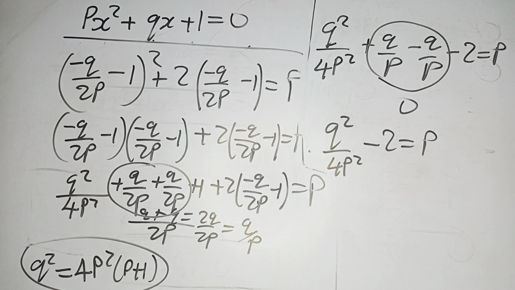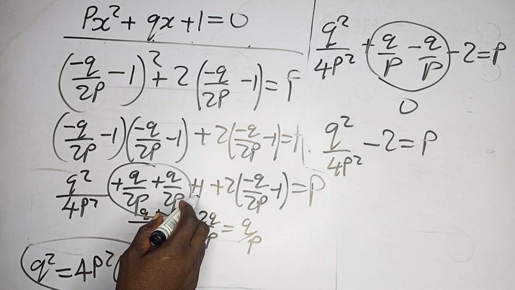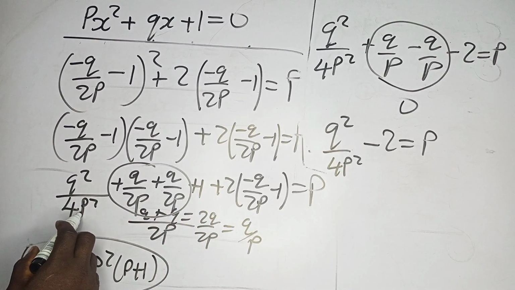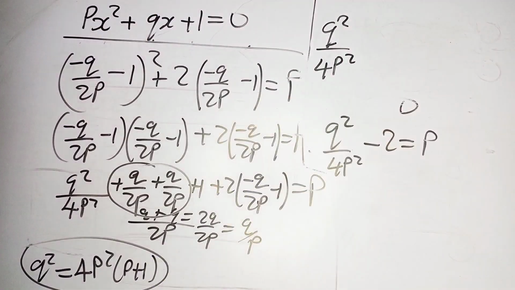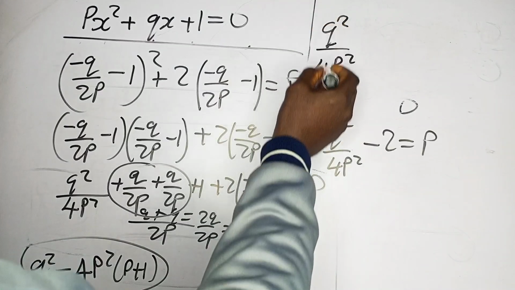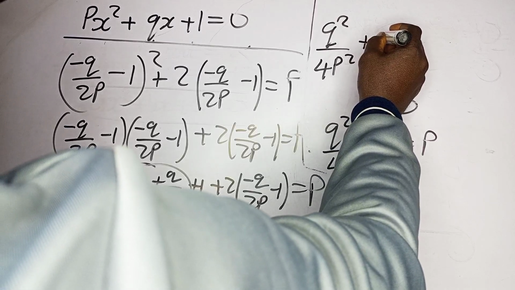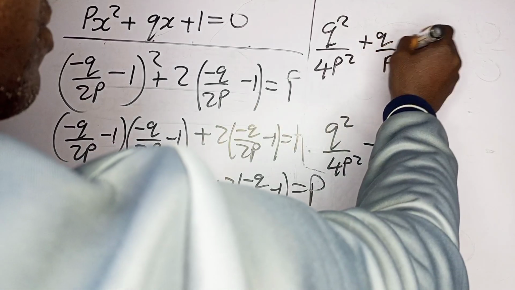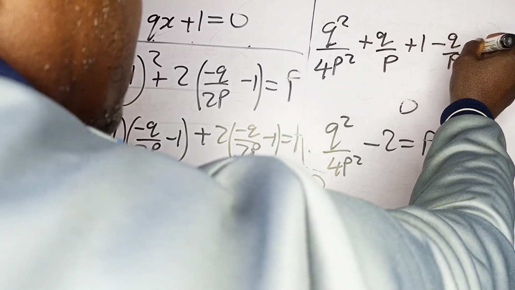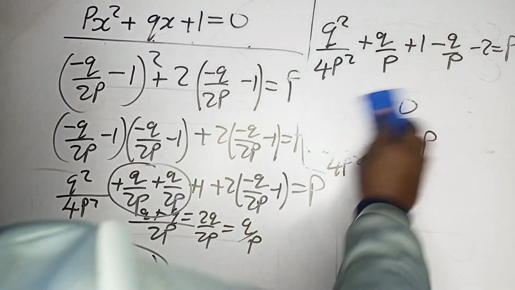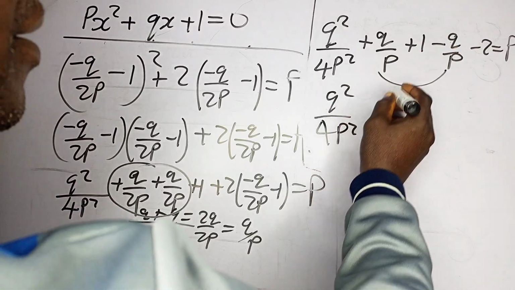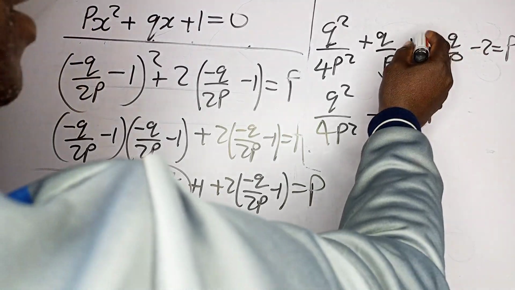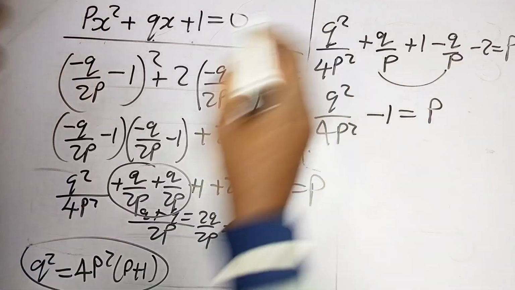Okay, so what next do we do? Pay attention, we left out something here. There was a plus 1, so we're supposed to have Q squared over 4p squared plus 1. It was supposed to be plus 1. We did not get this one correct. We forgot this plus 1. Q squared over 4p squared plus Q over p plus 1 minus Q over p minus 2 is equal to p. So that this and this give us 0. So we have Q squared over 4p squared minus 1 plus 2 gives us minus 1 is equal to p, as plus 1 minus 2 is minus 1.